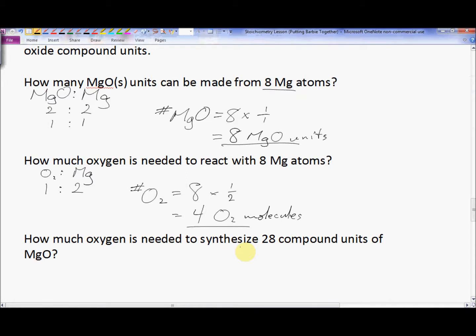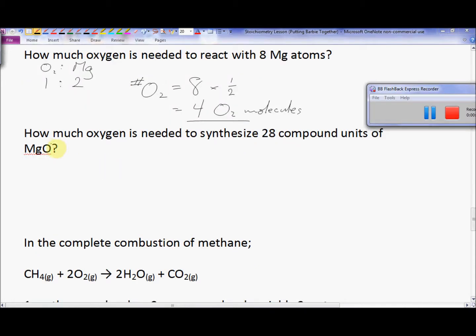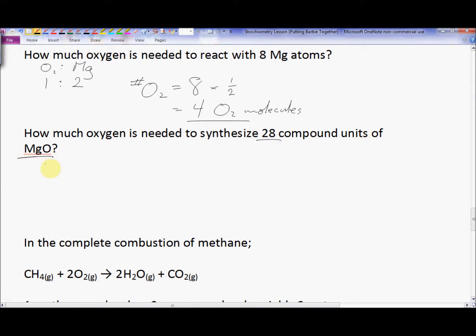Okay, so in this next example, it's asking us how much oxygen is needed to synthesize 28 compound units of magnesium oxide. The magnesium oxide is the product, but we can still find how much of this oxygen, which is a reactant, is needed. So we'll just need to put together a ratio again.